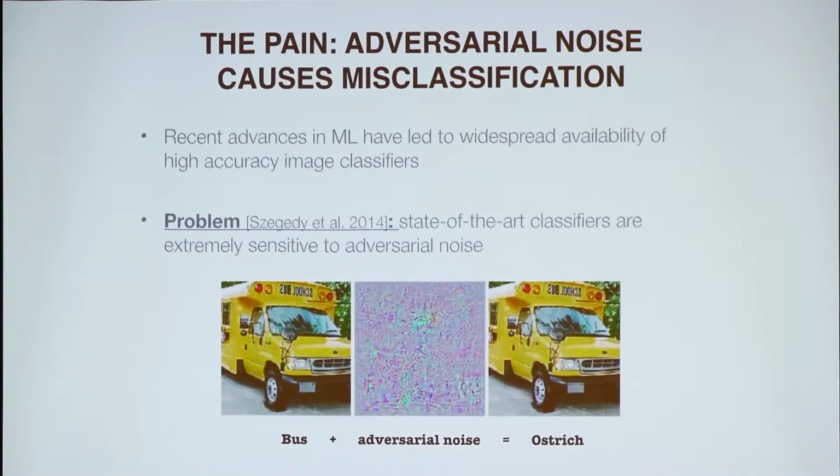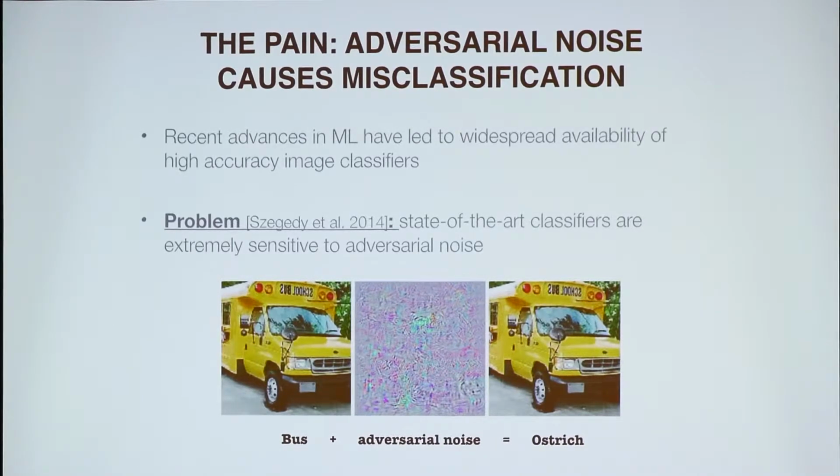In this example, on the left, we have an image of a bus. We can all see that this is a bus, and we feed it to a neural network that was trained on something like ImageNet or CIFAR, and it tells us that this is a bus. But it turns out you can create noise, which is the noise we see in the middle image, and add that noise to this image of a bus. Now the resulting image still looks like a bus to us, but the neural network thinks it is an ostrich. Does that make sense? This is what we mean by adversarial noise.